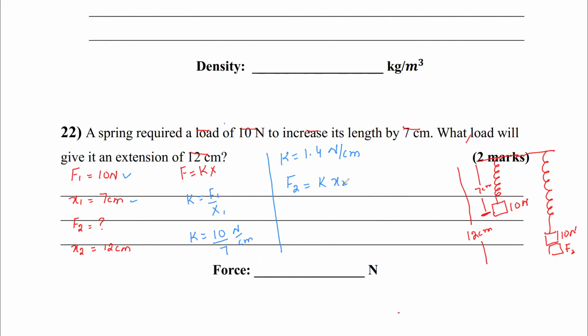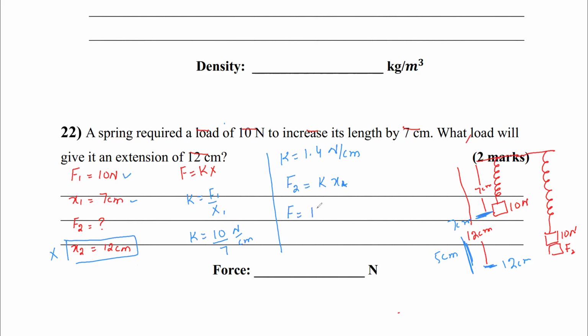Remember one thing, what value of X2 you are putting. If you are thinking that we have to put the value of X2 which is equal to 12 centimeters, it's wrong, because we have to put the value of change in distance. Here distance is, for example, 12 centimeter. Here distance is 7 centimeter. So change in distance is obviously 5 centimeter. So we have to put the value of X, which is 5 centimeter, and F obviously we don't know.